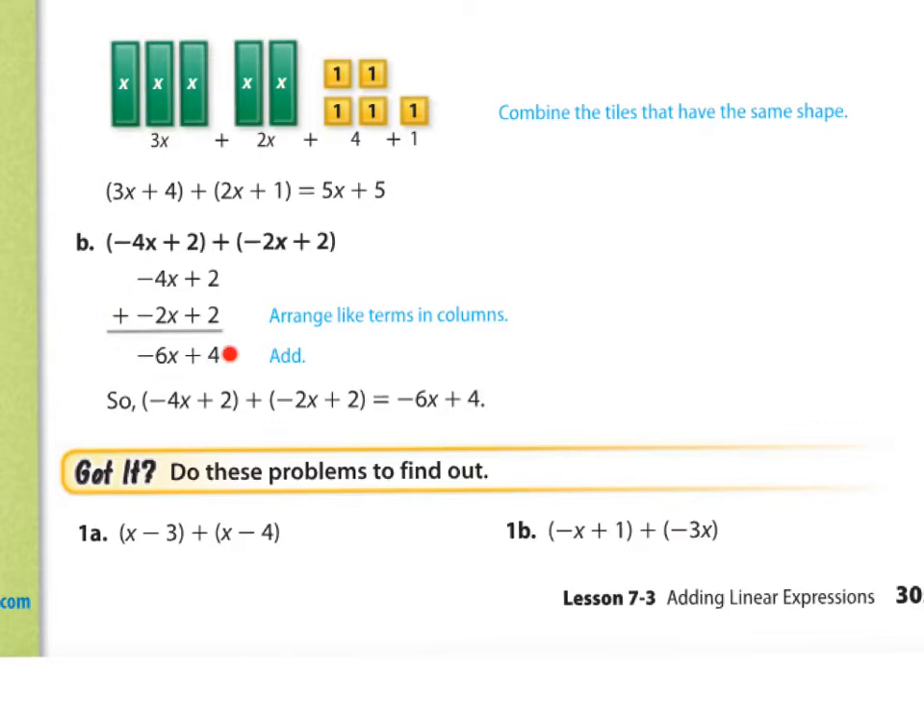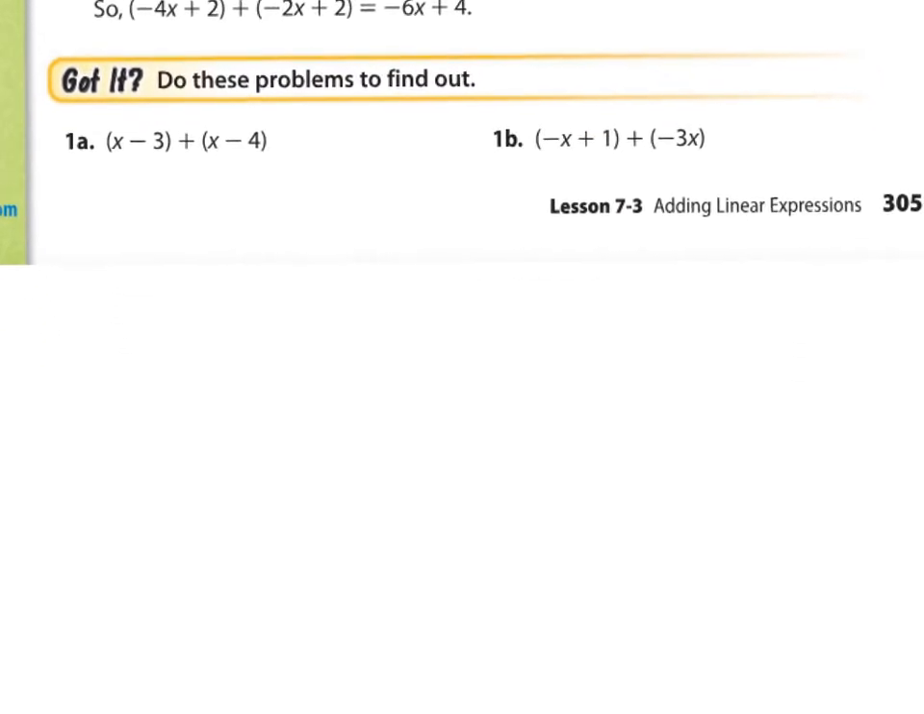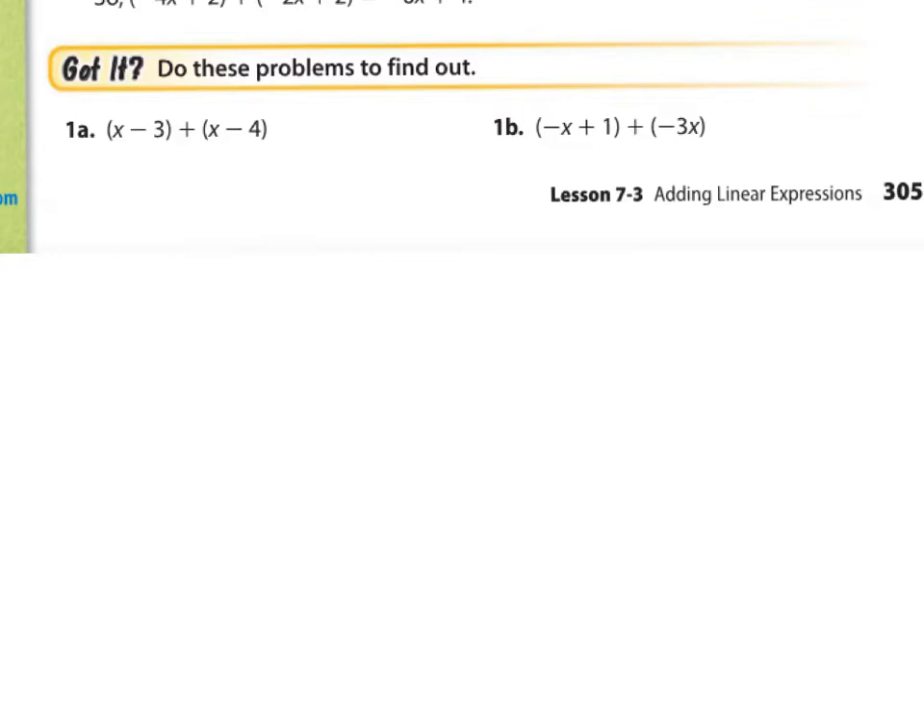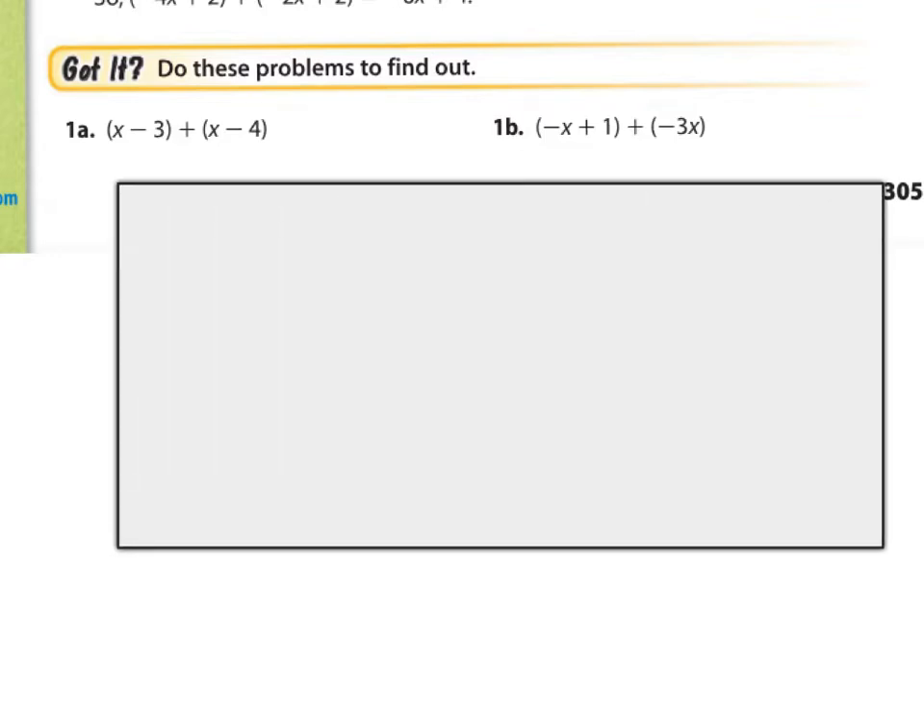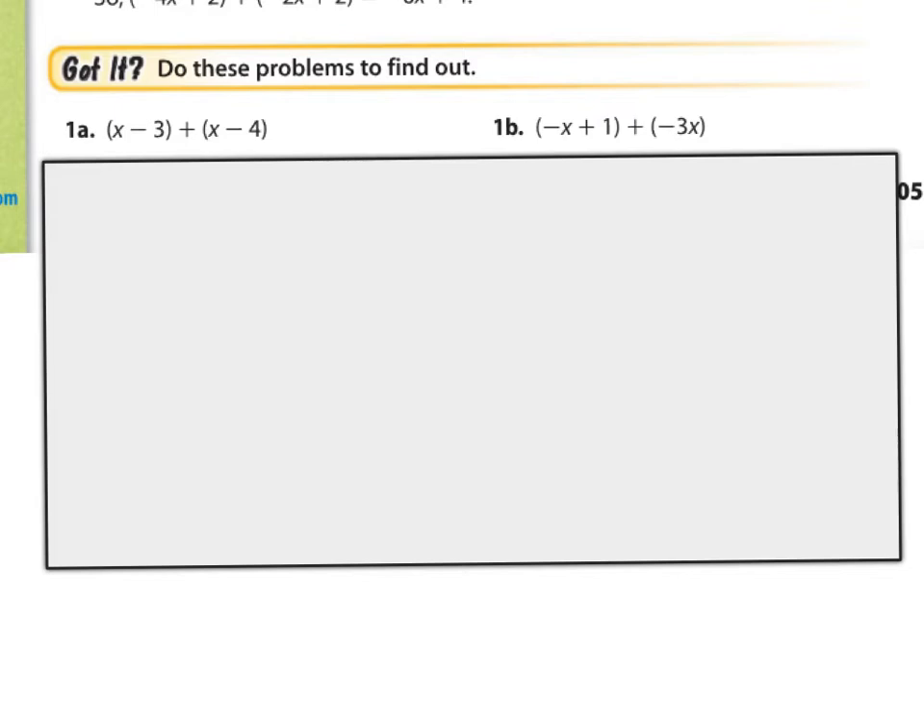This is the method I like to use most, just placing them vertically, one on top of the other with the computation, and we work in columns. Okay, so those are two examples. Here is 1a and 1b. Pause the video and try them on your own. Pause now. Okay, I hope you paused the video.